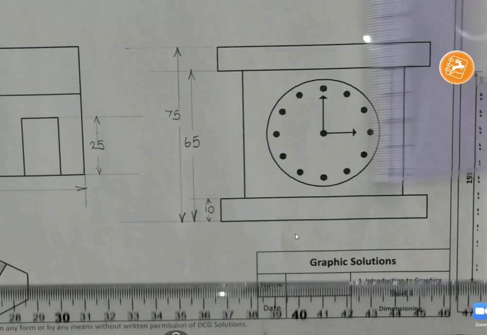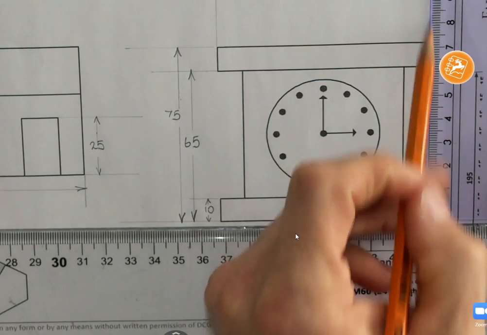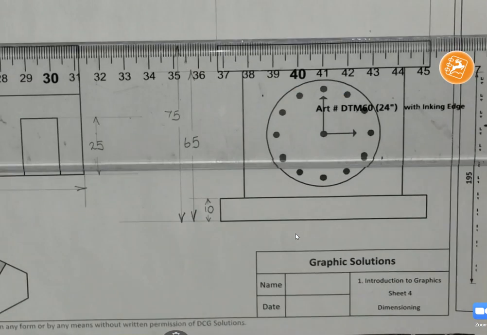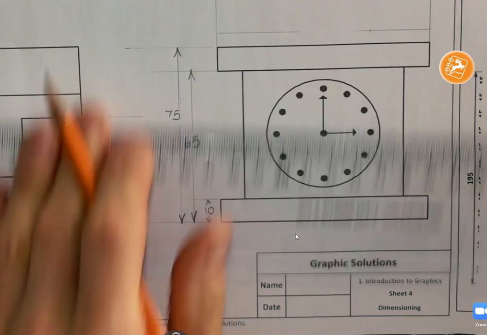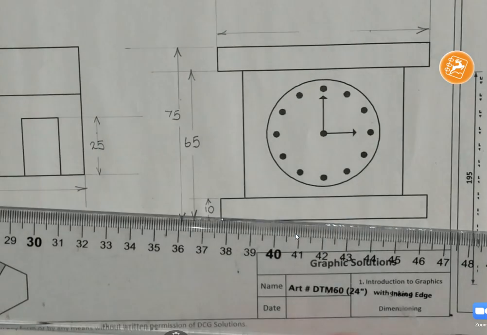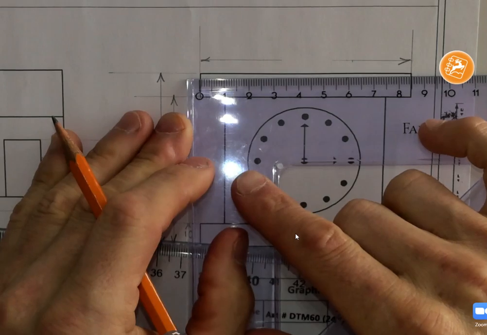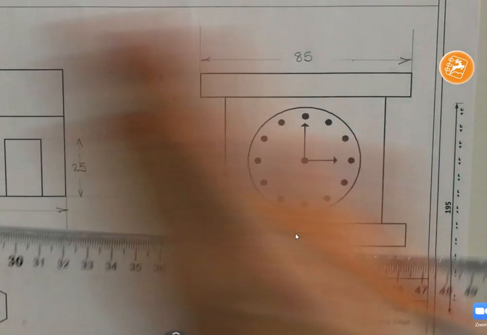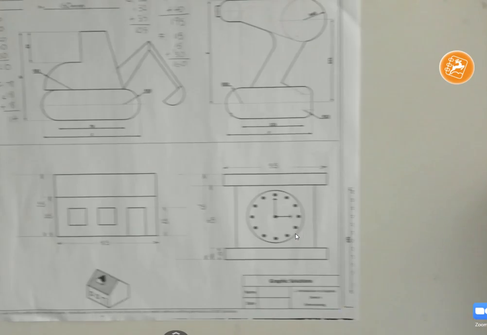Okay, let's do our length, and I think that's us done. Up 5, mark your point, horizontal line, your arrowheads, it's 85. Okay, so all in all, that's our drawing completed.